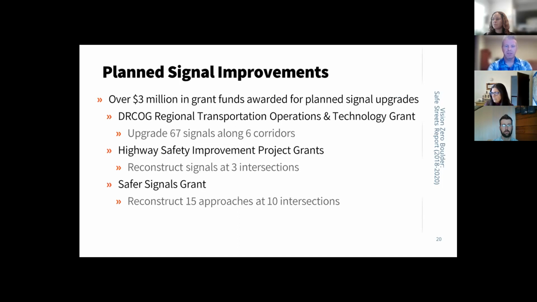And we are fortunate that we have received quite a bit of funding in grants. We have about 4 different grants that will be kicking off this year and next year that total over about $3 million, which will allow us to continue this work to upgrade our signal system. Many of the upgrades are in line with our Vision Zero efforts to implement flashing yellow arrow and change left turn phasing. The Dr. Cog grant really will allow us to do a more robust upgrade of our signal system and change from radio communication to fiber communication, as well as implement ATSPMs.